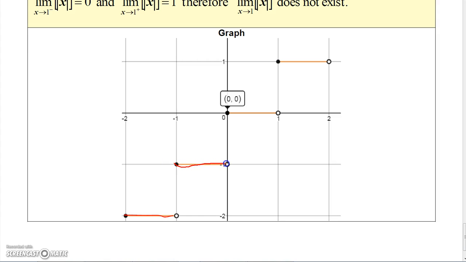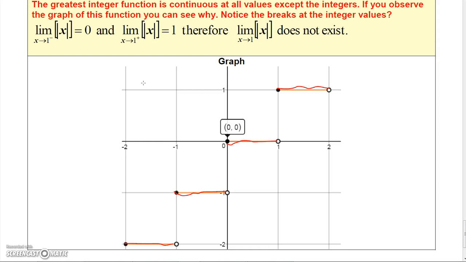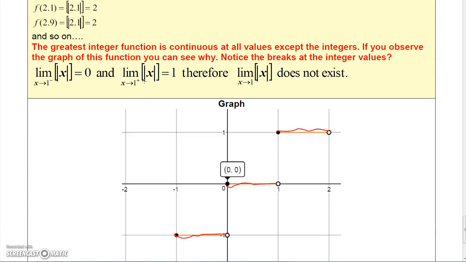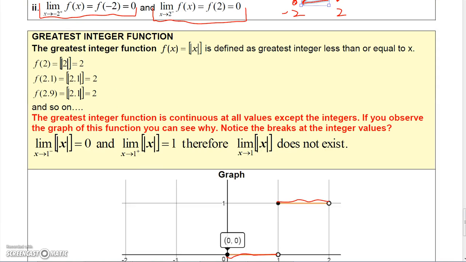Then there's no break here. So at 0, you have to jump, so the function's not continuous. And then you get to 1, and you have to jump. So the function's not continuous at 1. So basically, the greatest integer function is a function that is not continuous at integer values. And that pretty much completes the lecture on continuity.